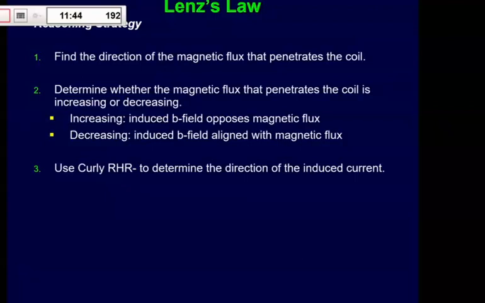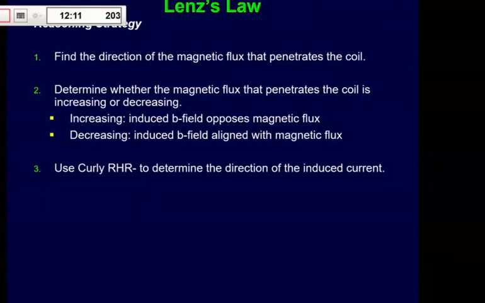Like in the video, I talked a little bit about the strategy. The first thing is you find the direction of the magnetic flux that's penetrating the coil that you're dealing with. Sometimes that's easy, like the problem gives it to you. Sometimes you've got to use right-hand rules to figure out what magnetic field you're dealing with. And then the key is to determine whether the flux that penetrates the coil is increasing or decreasing.